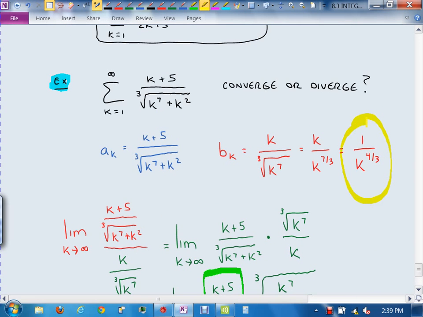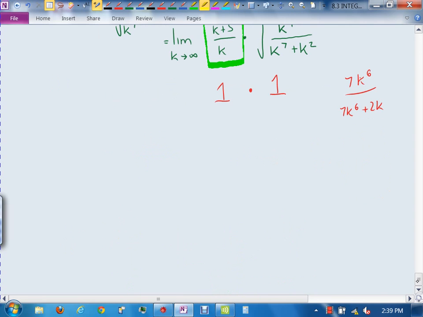Here was what we came in with, right? That's what we came in with. What kind of series does that create? P series, isn't it? With P being 4/3. What do P series with P equal 4/3 do? They converge, which means they both must converge. Okay? We're done.